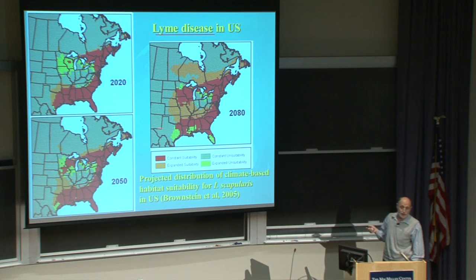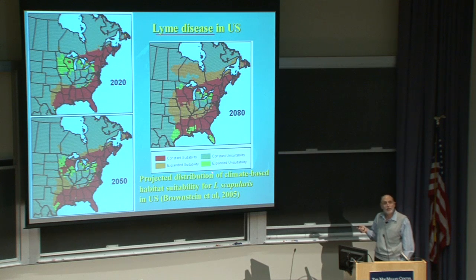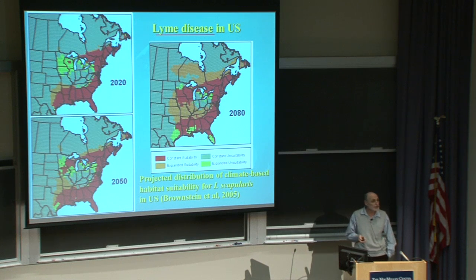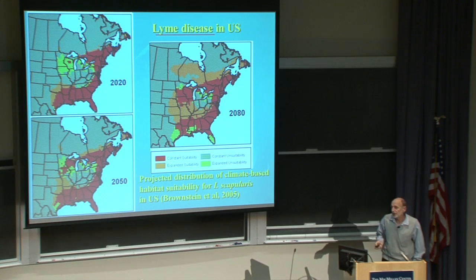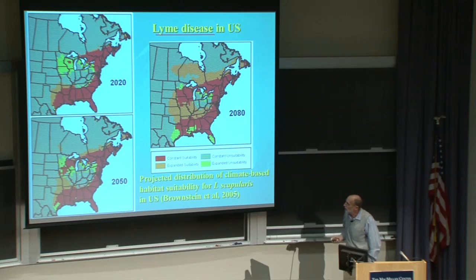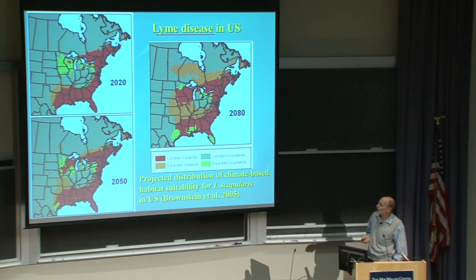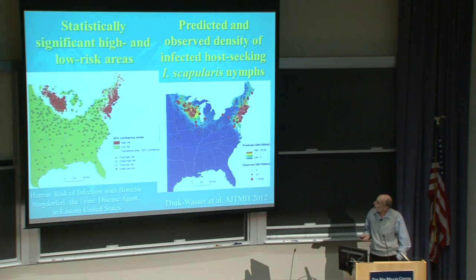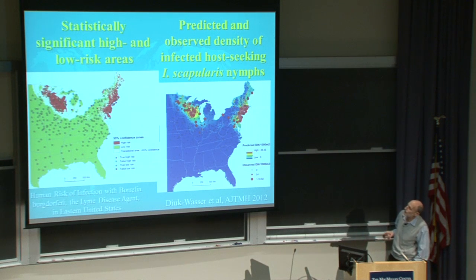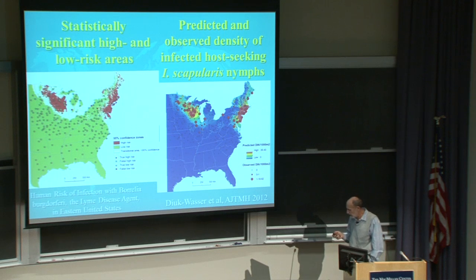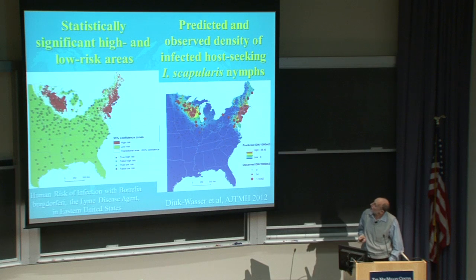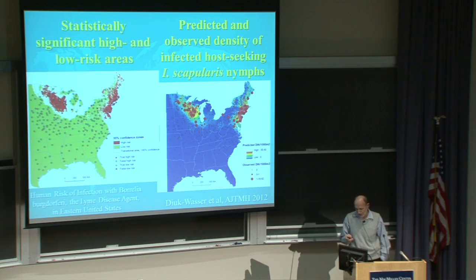Lyme disease is another good example. There have been many models, both based on climate and on landscape. Much of the work was actually done by the group here, the group led by Durland and Maria. And there was a model by Brownstein on projected distribution of climate-based, and more recent work on trying to develop a risk model defining low and high risk areas for the tick for transmission, based on a very data-driven model based on the density of infected host-seeking nymphs of ticks.